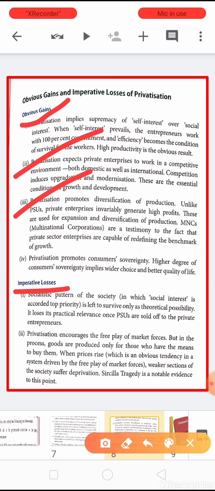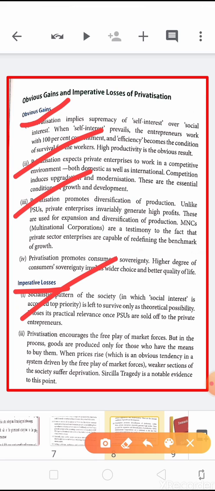Children, we do have some losses of privatization. The first is that the socialistic pattern of society is left to survive only as a theoretical possibility. So it loses its practical relevance when only the public sector undertakings are sold off to the private entrepreneurs. Means we are talking basically about the socialistic pattern of society, but it was left to free hands and the theoretical basis. We cannot find socialistic welfare in the economy in our society.